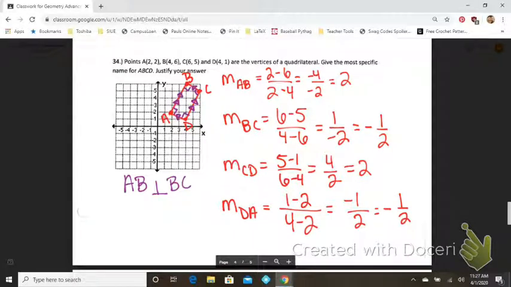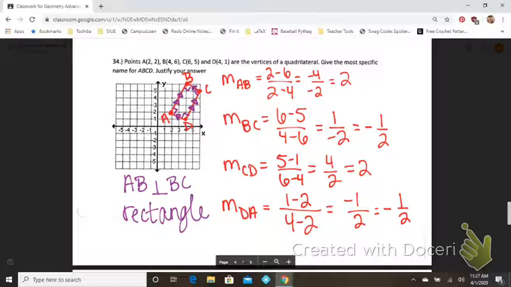I know my diagram's getting a little crowded here, but because we have a parallelogram with 4 right angles, that's going to make this a rectangle. Now, the last thing that we should technically check is to make sure that this is not a square. We don't necessarily need to find all the distances, right? The distance of AB is not going to be the same as the distance of AD. So I would rule out a square right away.